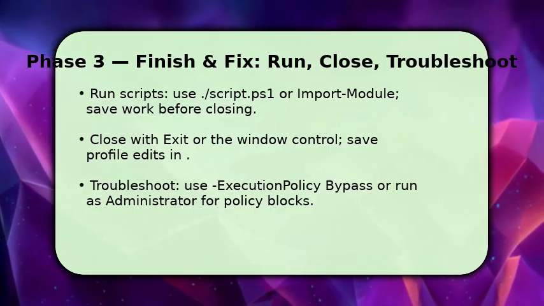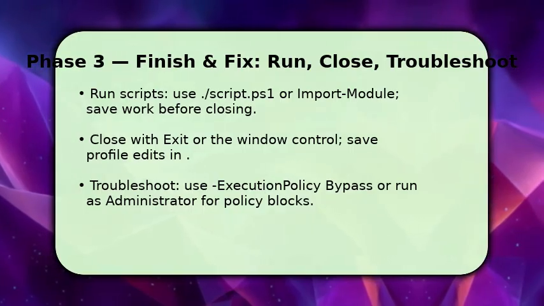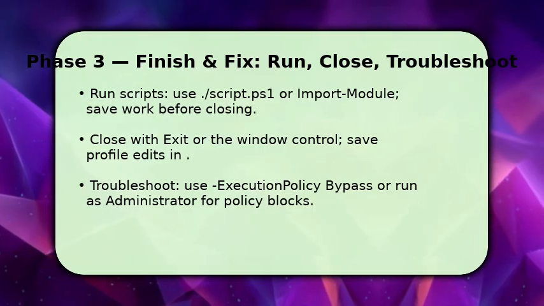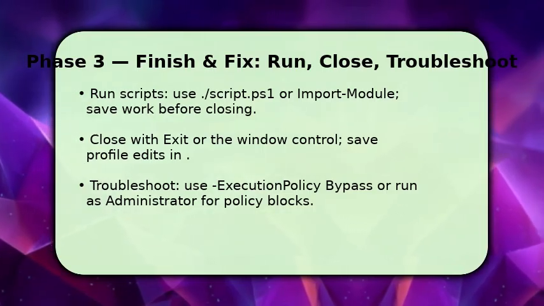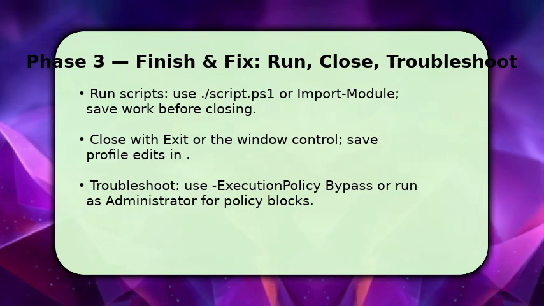If a script is blocked by execution policy, run the shell as administrator and execute powershell -ExecutionPolicy Bypass -NoProfile with your command. This resolves policy blocks quickly. Use it cautiously, then revert to normal policies when done.